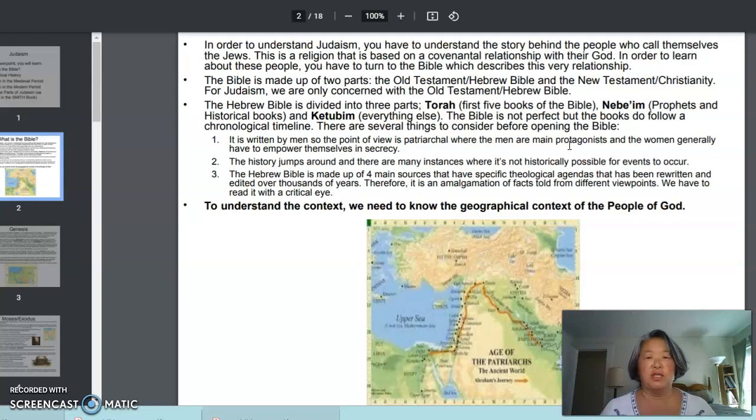And specific theological agendas where they were trying to push a certain point. So just remember, it's not a history book. It's kind of an amalgam of all sorts of things that have been put together over time.